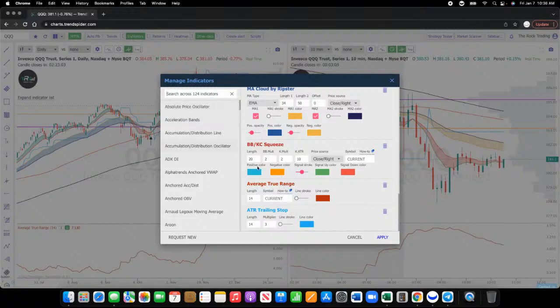So number one, we're going to use the Average True Range indicator. You just type it in the search bar here. I'm going to use a length of 14, which is a simple moving average of 14 for the average true range. And I'm going to use an ATR trailing stop with a multiplier of 3, and I'll explain what that is, and a length of 14, which is again 14 candles, whether I'm looking at a daily chart or a 5-minute candle chart.